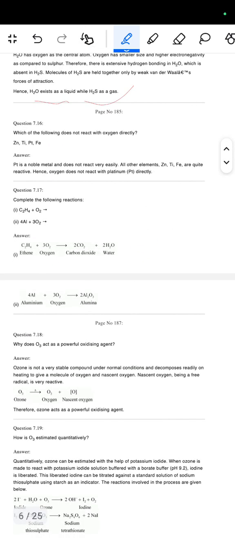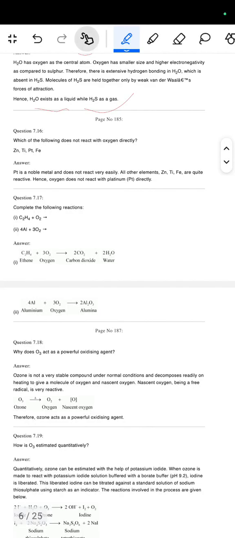Next is: which of the following do not react with oxygen directly: Zn, Ti, Pt and Fe? Pt is a noble metal and does not react very easily. All other elements, Zn, Ti, Fe, are quite reactive, hence oxygen does not react with platinum directly.